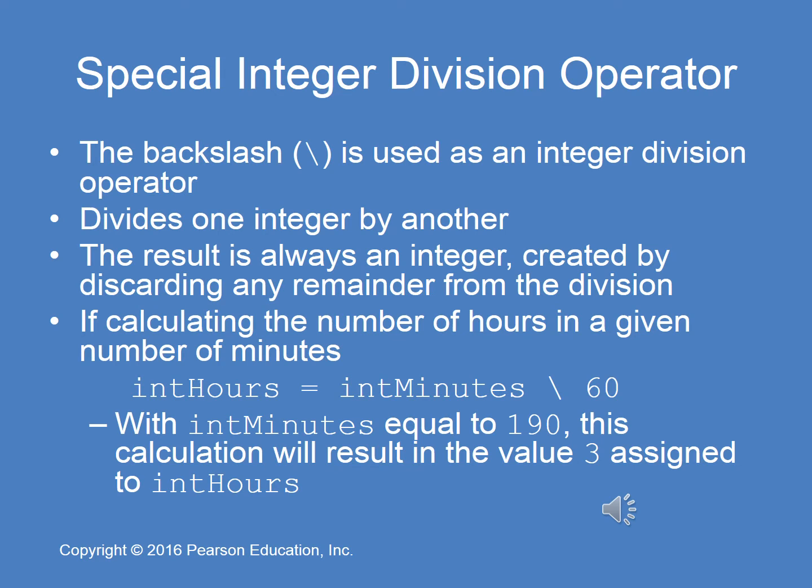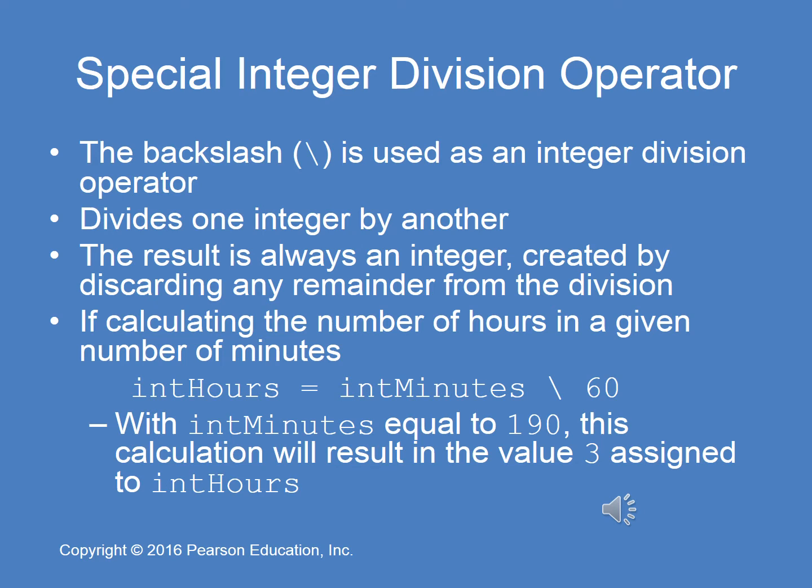Visual Basic has a special operator for integer division. Most frequently, when you divide two integers, you don't yield a result that's an integer. For example, 1 divided by 3 yields a decimal value, 0.333 repeating, or 1/3 as a fraction. So the backslash is used for integer division, and it divides one integer by another. The result is an integer created by discarding any remainder from the division.